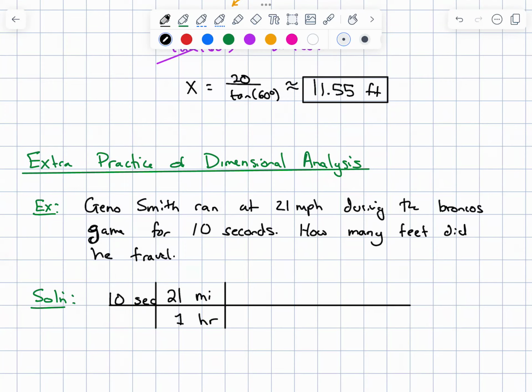And so first off, I see that nothing's canceling. But I do see that I have a time measurement in the numerator and a time measurement in the denominator. So if I were to be able to convert those hours to seconds, that would be a good thing. So that's what I'm going to do first. So 1 hour is 60 minutes. That would cancel the hours.